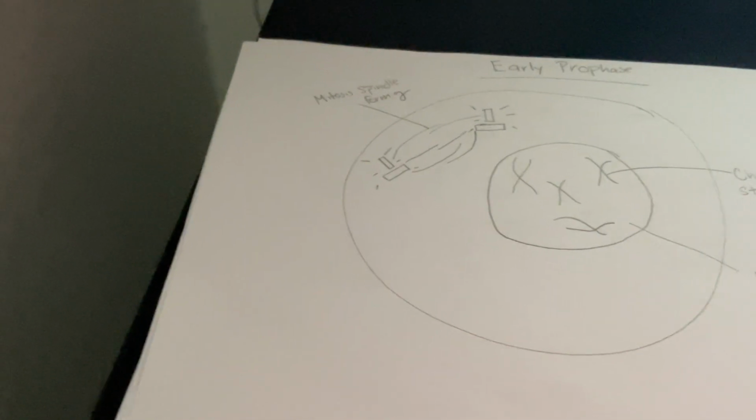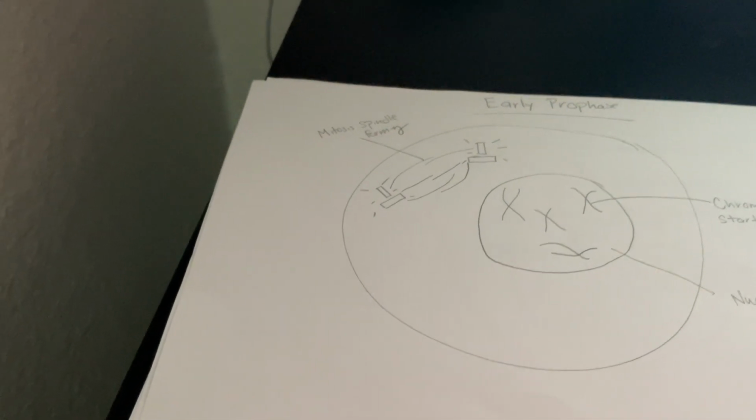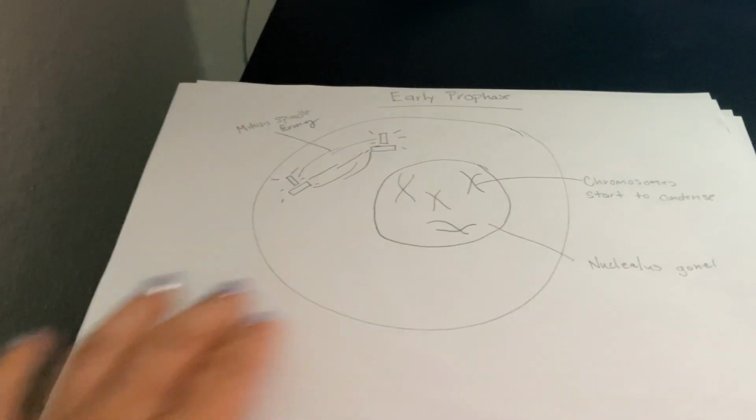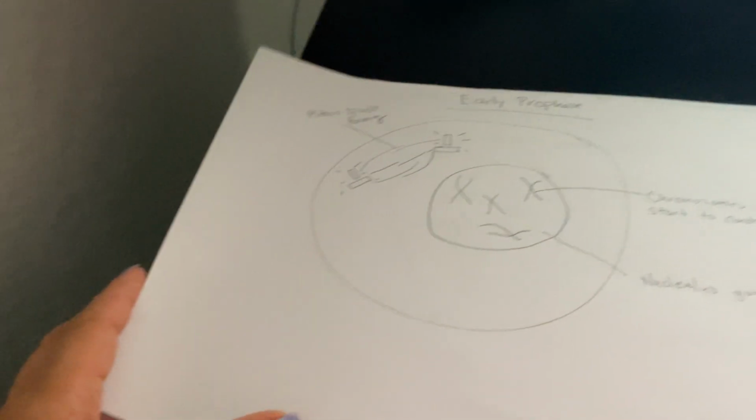This is the early prophase. The mitosis spindle over here is starting to form, which will act as a pole later. You also have the chromosomes that are starting to condense, and the nucleus has disappeared.